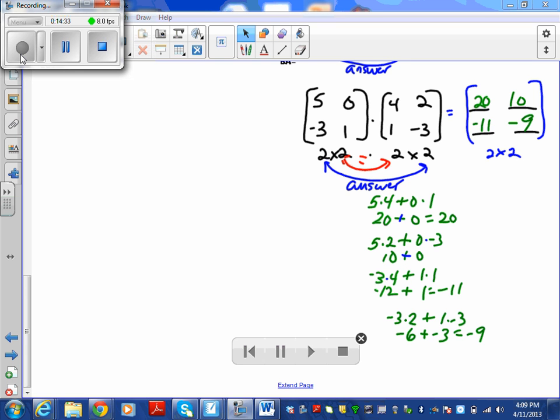But again, you're always moving across a row in the first matrix and down a column in the second matrix. You are only allowed to do that. It's across and down, across and down, across and down. Only across a row in the first matrix, and you can only move down a column in the second matrix. Those are the rules of this game.